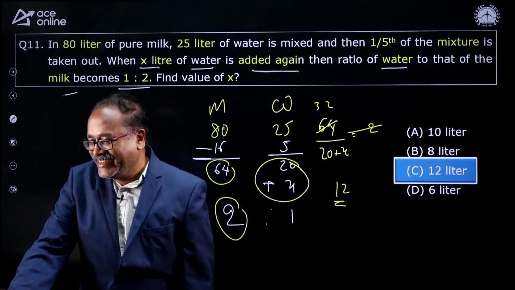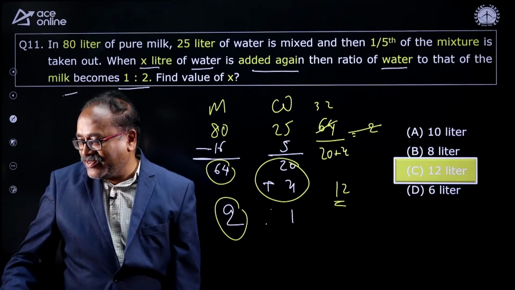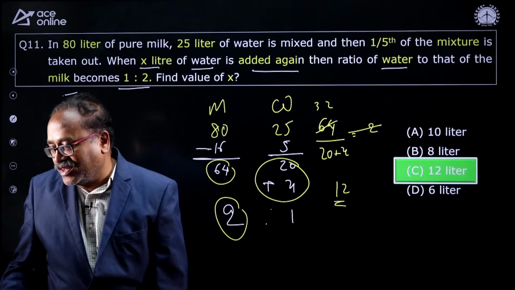Hope you are understanding it. Okay, that's good, my friend. So it's 12. Sai, that's right.